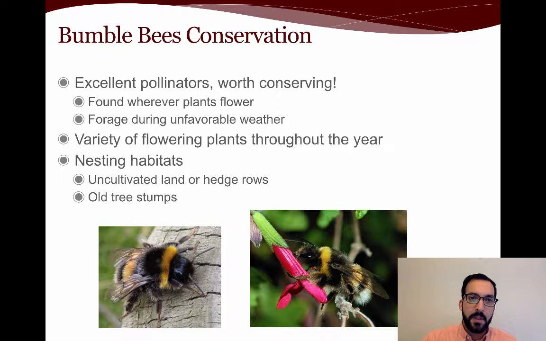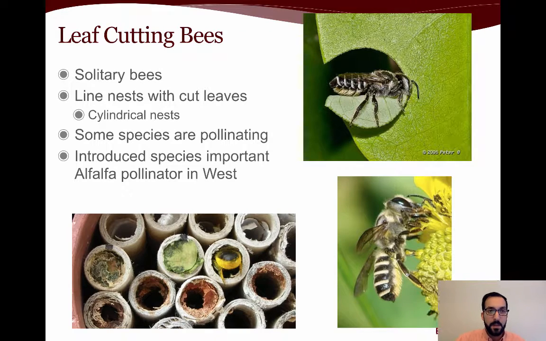All right, so in terms of their conservation, again, they're excellent pollinators and worth conserving. They're found wherever plants flower, and they forage during unfavorable weather as well, which makes them quite nice. They go for a variety of flowering plants throughout the year, and some of their nesting habitats include uncultivated land, hedgerows, and old tree stumps.